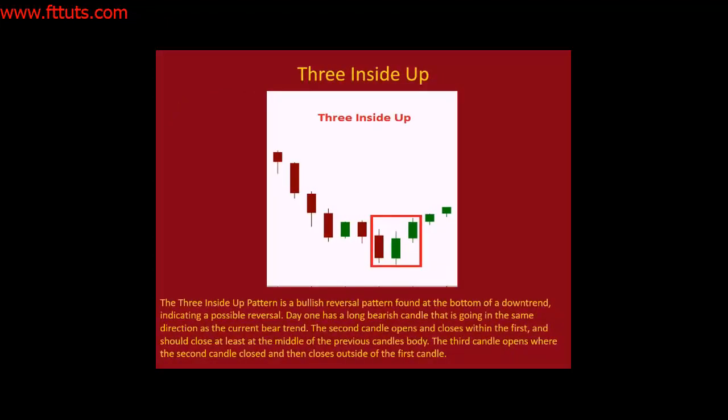3 inside up. The 3 inside up pattern is a bullish reversal pattern found at the bottom of a downtrend, indicating a possible reversal. Day 1 has a long bearish candle that is going in the same direction as the current bear trend. The second candle opens and closes within the first, and should close at least at the middle of the previous candle's body. The third candle opens where the second candle closed and then closes outside of the first candle.